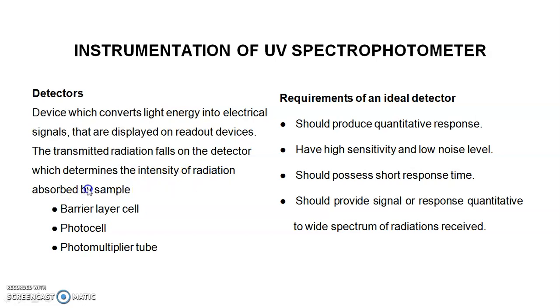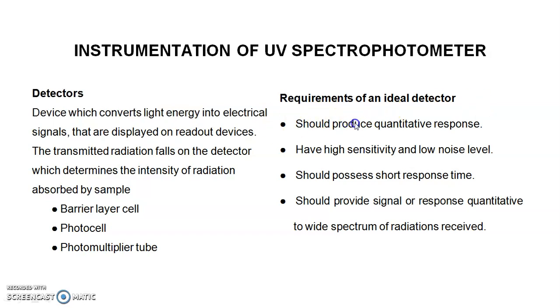So we have three different types of detectors in UV spectroscopy. The first is the barrier layer cell, the second one is the photocell, and the third and the most widely used is the photomultiplier tube. We have some ideal requirements for any detector which is chosen in the UV spectrophotometer.